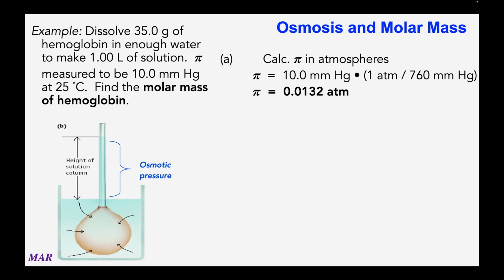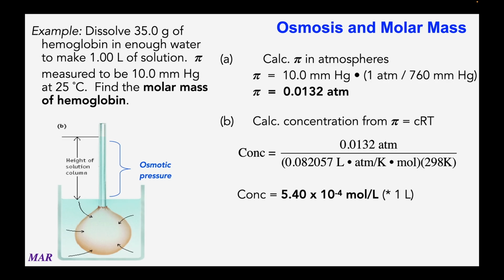That's the osmotic pressure of the solution. From that point, π = iCRT. Now I'm ignoring i here because hemoglobin is basically a big organic covalent molecule. Don't need to worry about it. And most of the time that's the case.